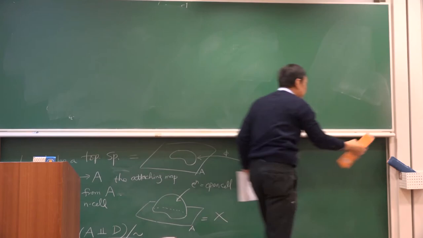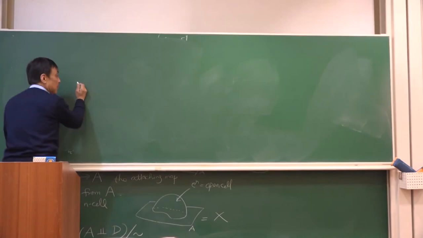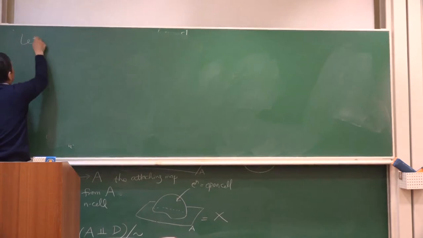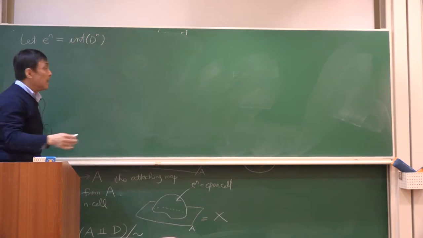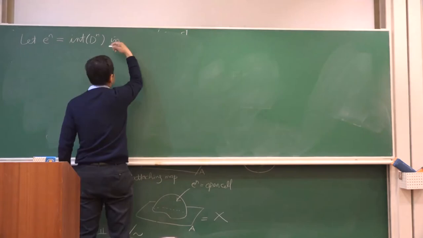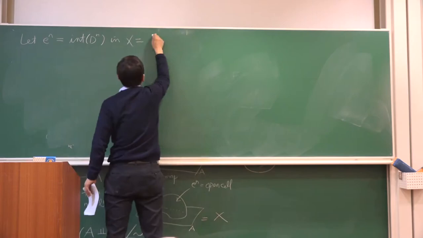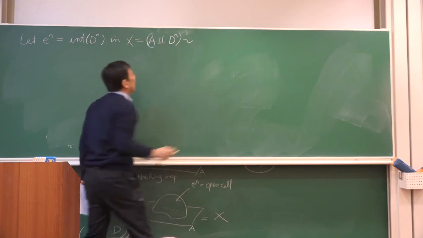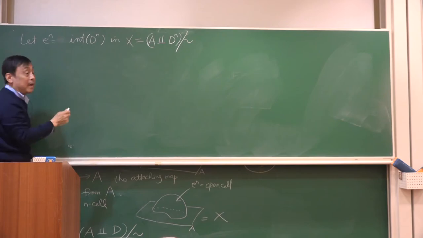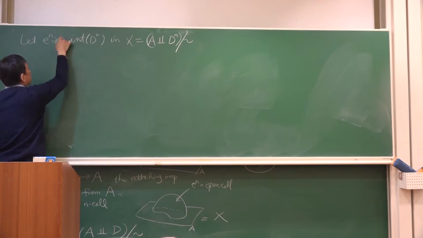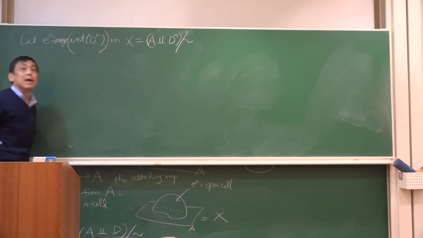So when we attach a cell, we let e^n be the interior of D^n. It's really the image of the interior in X, which is A disjoint union D^n, divided by this equivalence relation. So if I want to be very precise, e^n is the image of the interior in X.